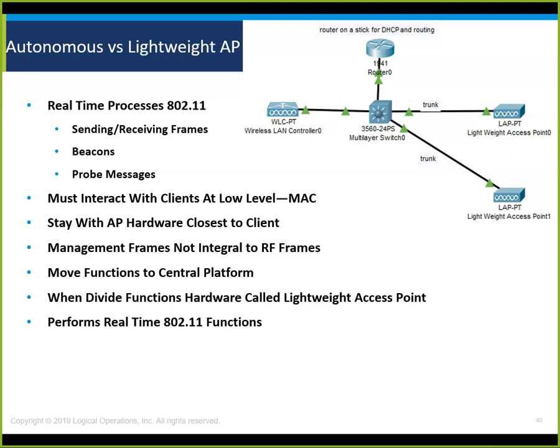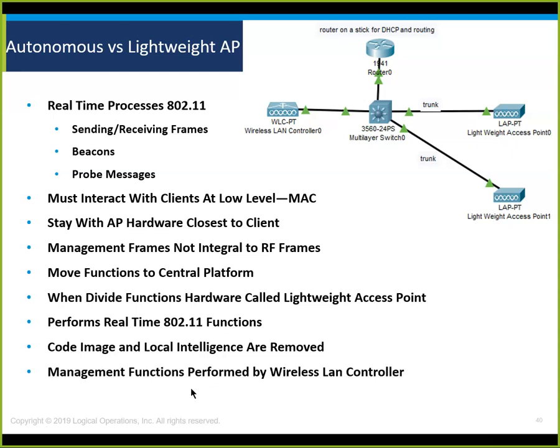This is the split MAC that we talked about. The code image and the local intelligence are removed. We cannot do any of the configuration. We can't set the security on this. We can't change the channel on this. All of that's got to be done from the wireless LAN controller.